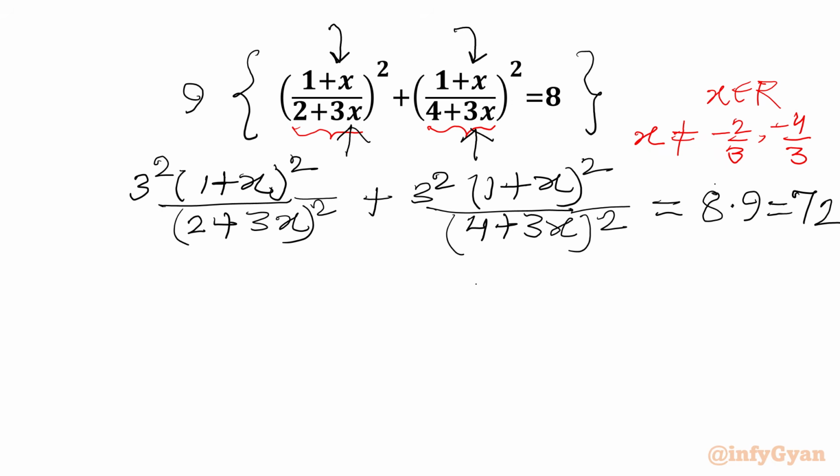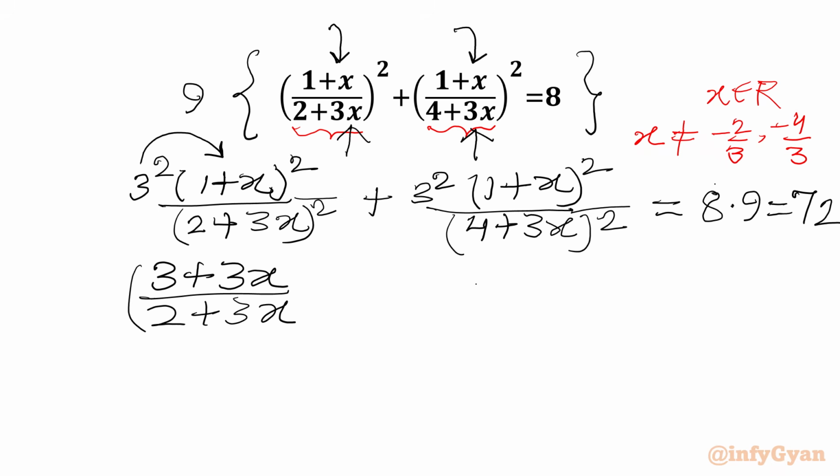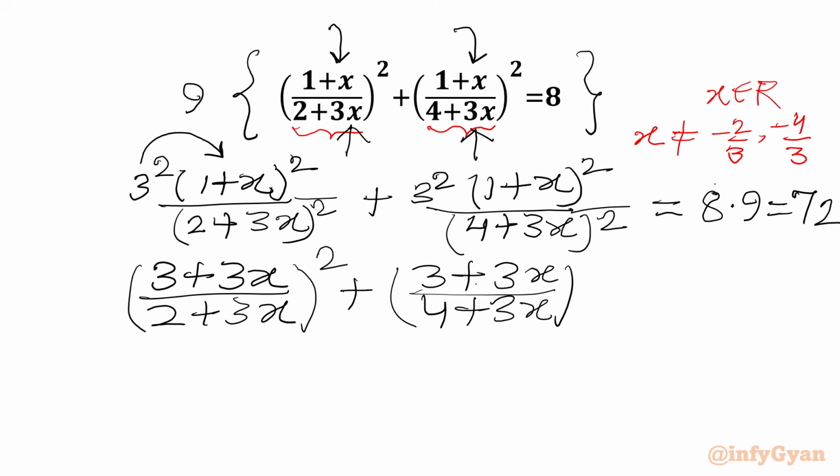Now we'll multiply this 3 into the bracket. We have a square here, so we'll write (3 plus 3x) over (2 plus 3x) whole square, plus (3 plus 3x) over (4 plus 3x) whole square equal to 72.